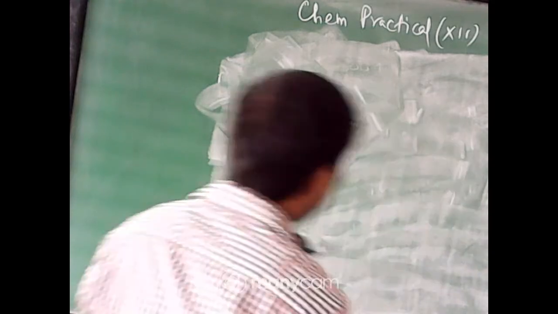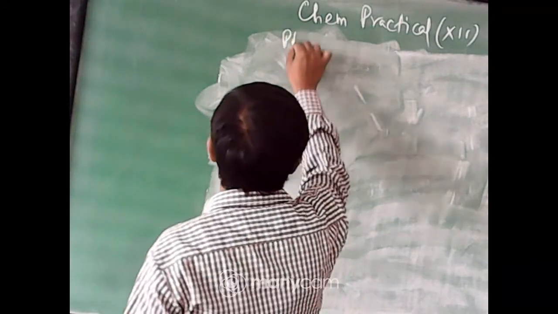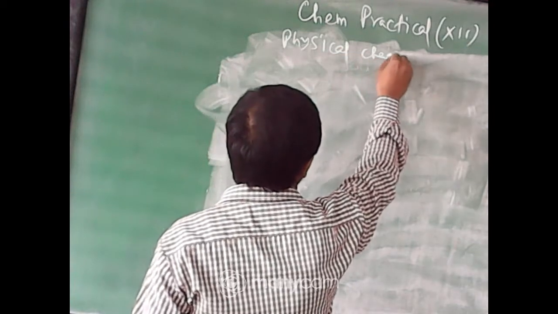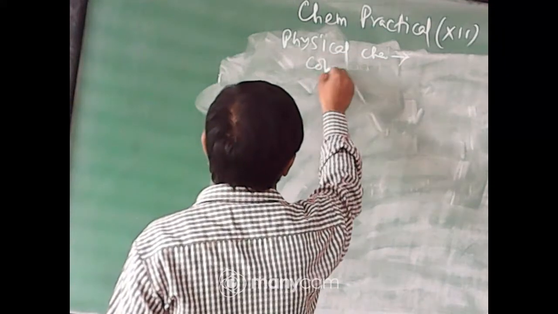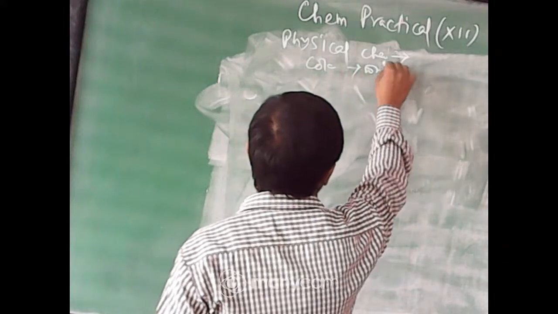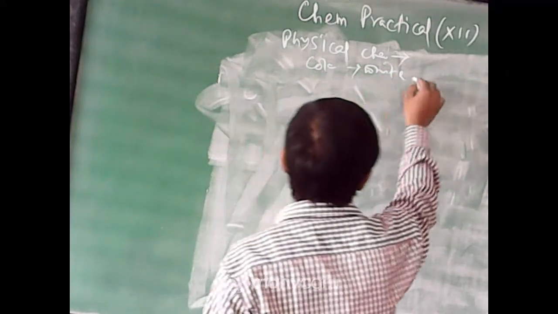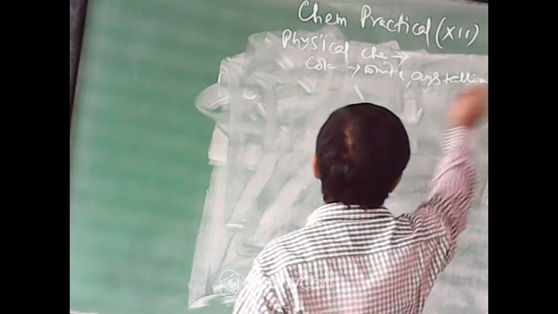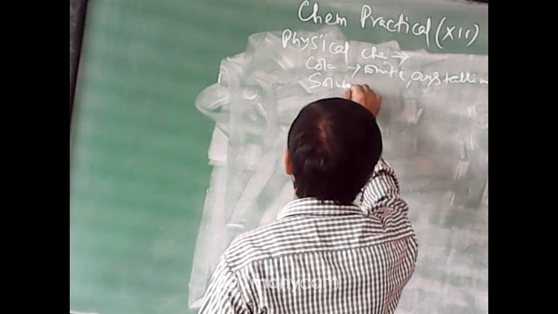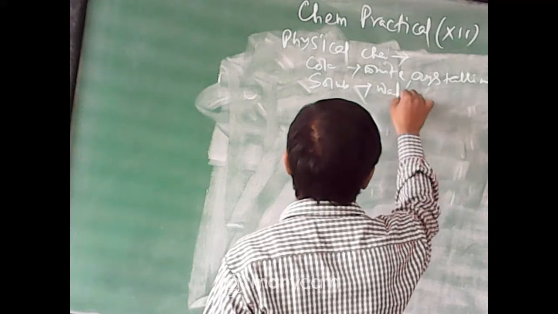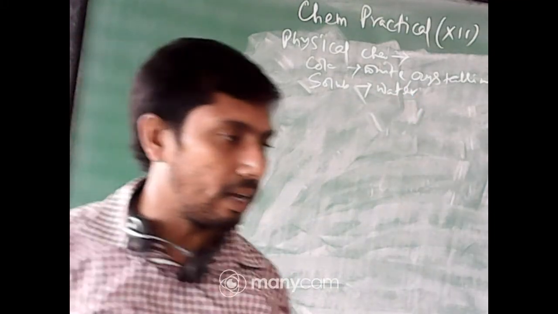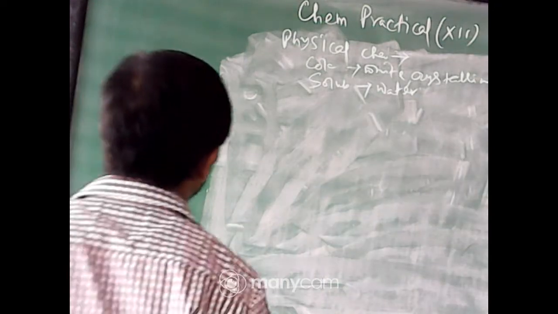Okay. Now first is the physical characteristics. The color is white, crystalline. Solubility is in water. Okay, this is the introductory part. Now we will go for the experiment section.